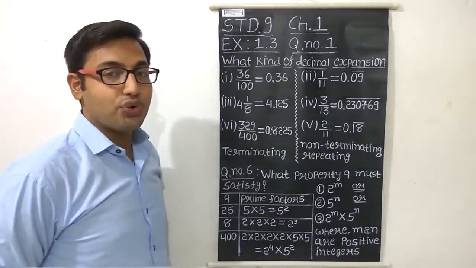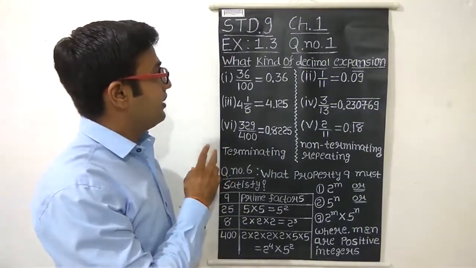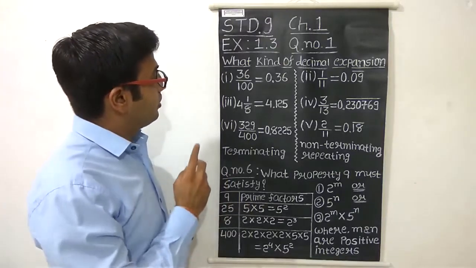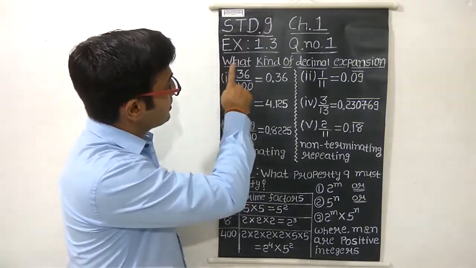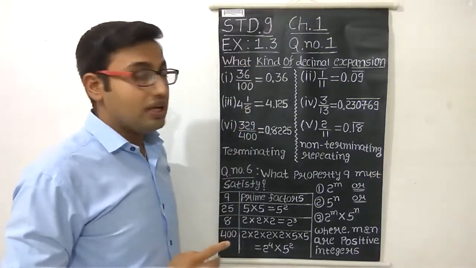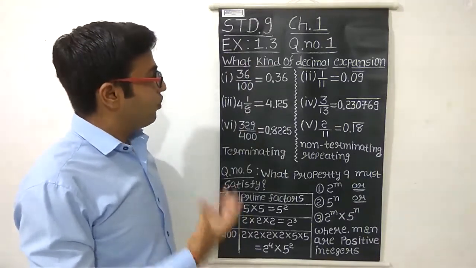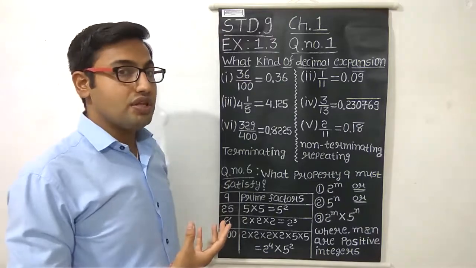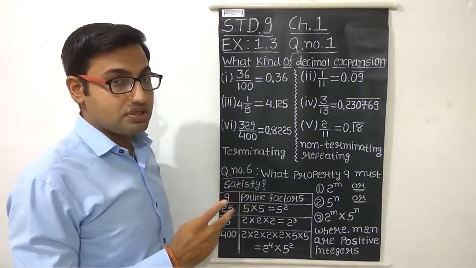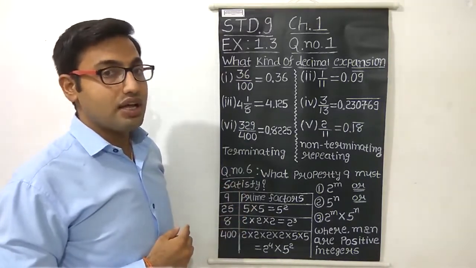Hello students, today we will study one of the topics of standard 9, chapter number 1, Number Systems. This is the topic of exercise 1.3, question number 1. In previous classes we have studied what kind of decimal expansion a rational number has. There are two types of decimal expansions: one is terminating and the second one is non-terminating.